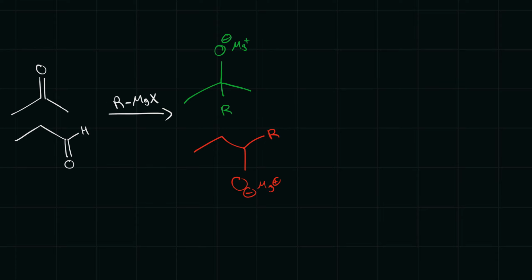Now, for our ketone, we can also add some acid to it, and this will turn it into a tertiary alcohol. So right here, we have an OH group. Let's just label this tertiary alcohol. Much better. Now, for the aldehyde, we can do two things.